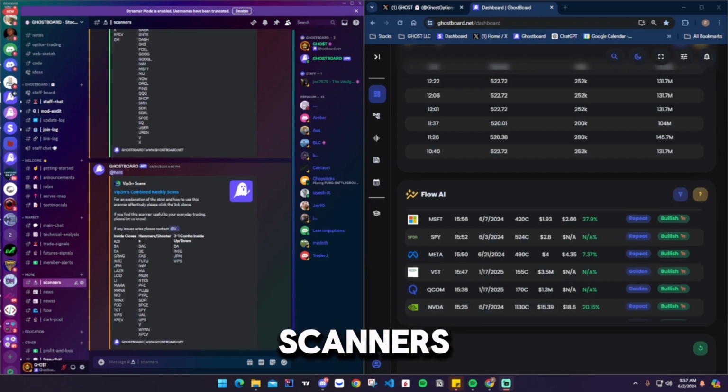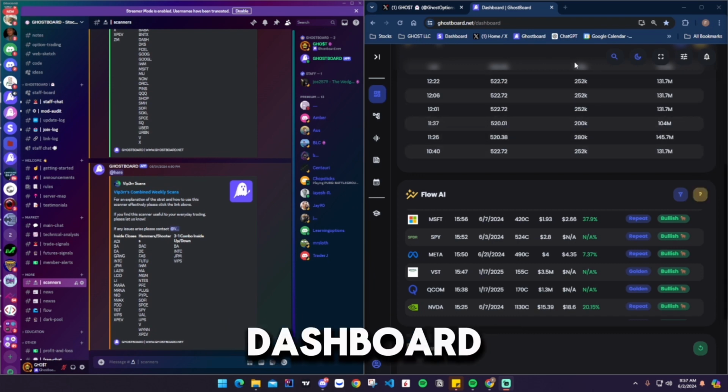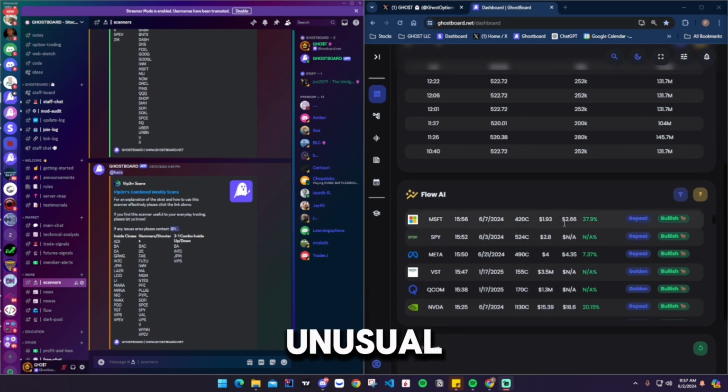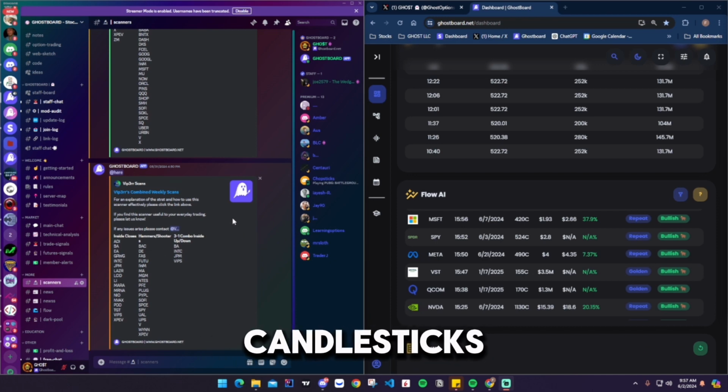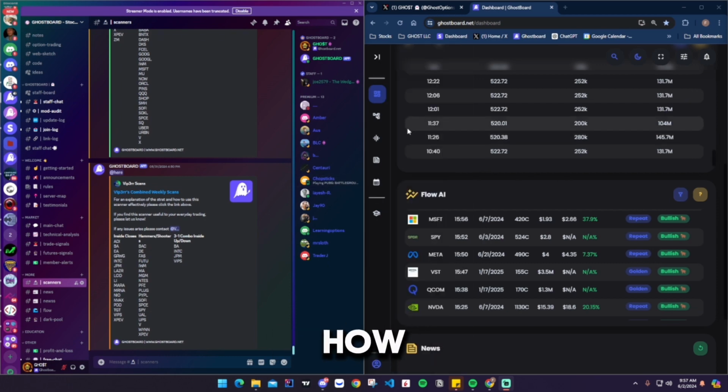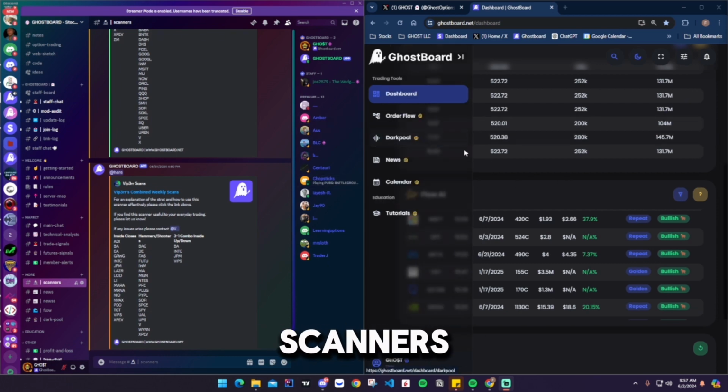And here are my two scanners opened up side by side. On the right side here, we have the dashboard. This is the Ghostboard dashboard, which is for the unusual flow and AI alerts. And on the left side here, we have the daily candlestick reading patterns. This is another scanner that just picks up on candlesticks, and it's going to be finding you the right moves. I'm going to be going into details on how exactly you can use both of these scanners. Don't worry about that.